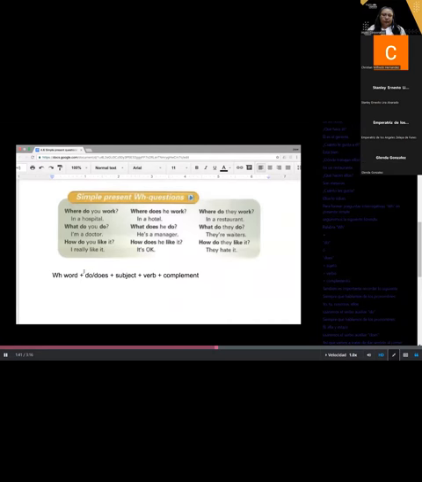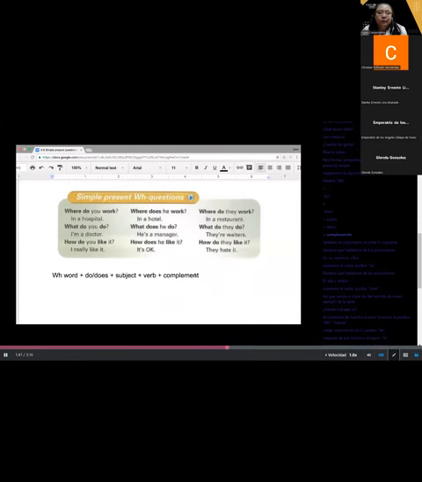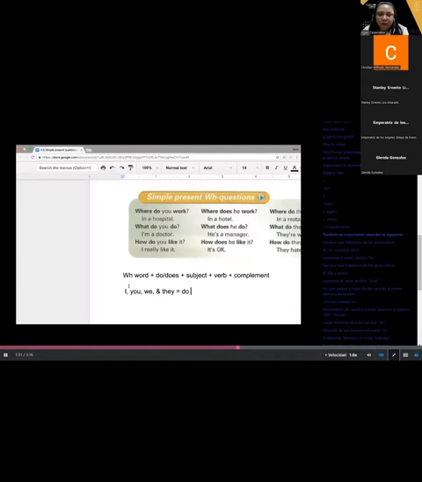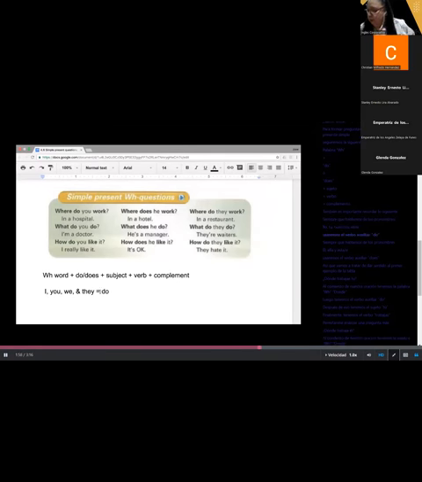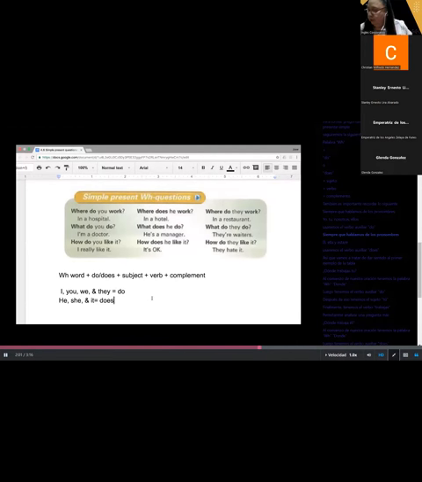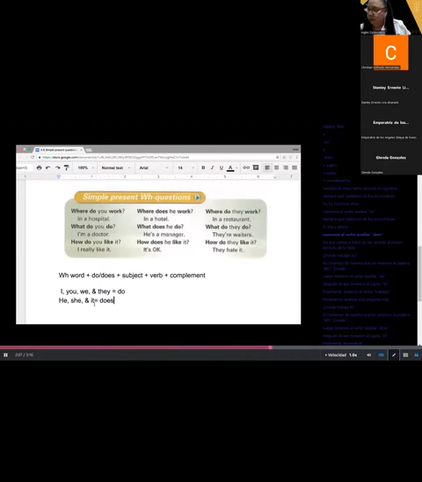In order to form simple present WH questions, we will follow this next formula: WH word plus do or does plus subject plus the verb plus complement. It's also important to remember the following. Whenever we talk about the pronouns I, you, we, and they, we will use the auxiliary verb do. Whenever we talk about the pronouns he, she, and it, we will use the auxiliary verb does.